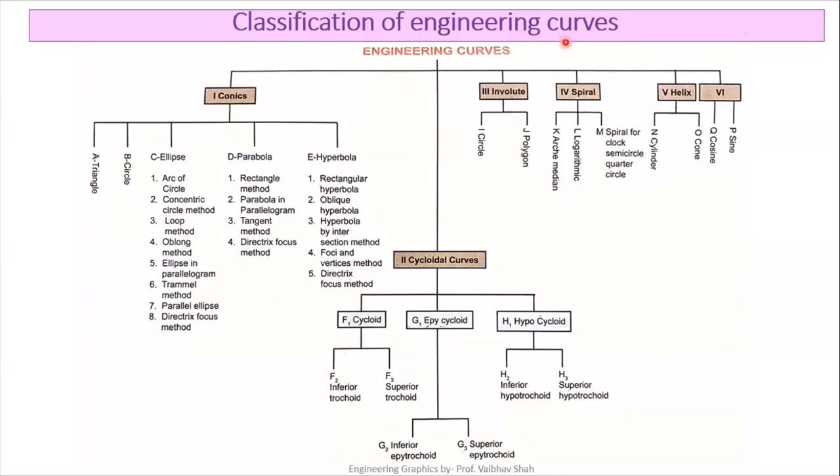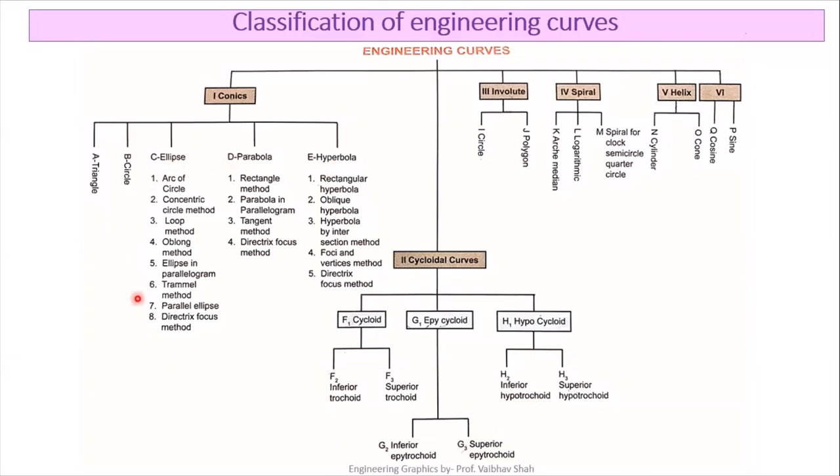Classification of engineering curves. Engineering curves can be broadly classified into 6 categories. Let us start with first conics, cycloidal curves, involute, spiral, helix, and sine cosine waves. Now let us start with conics. Conics can be further divided into 5 categories: triangle, circle, ellipse, parabola, and hyperbola.